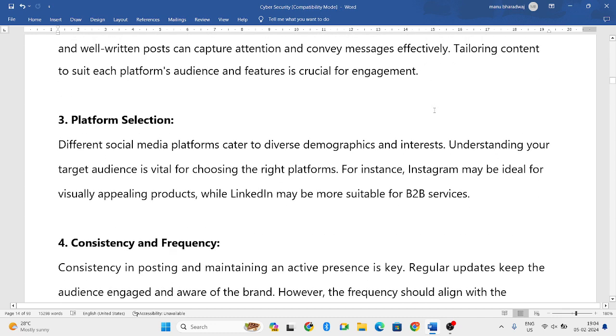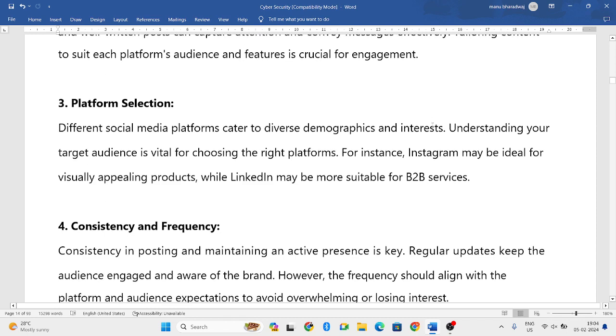Next is platform selection. You should always choose the right platform. Based upon your products, what is the product you're catering? Based on that, choose the right platform where you can find a wider range of audience, and that is where you have to do the marketing. If you do it on the wrong platforms, you don't get the customer response appropriately. So always focus on doing the marketing on the right platforms.